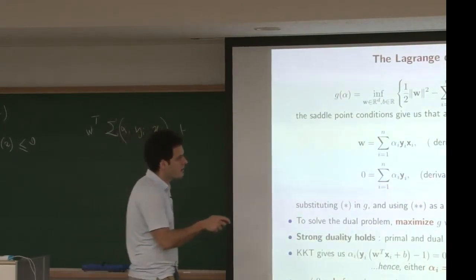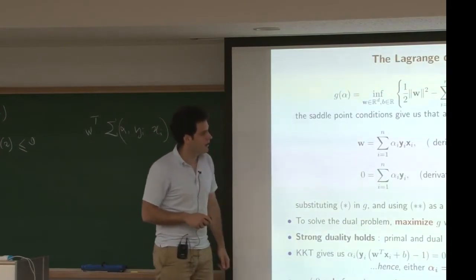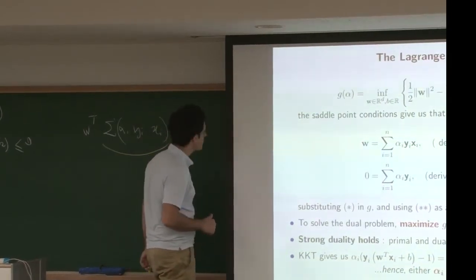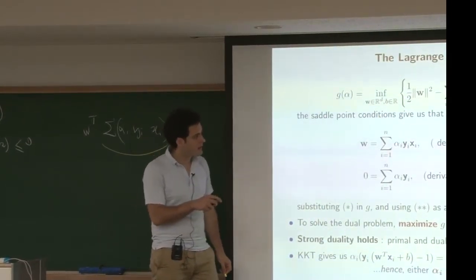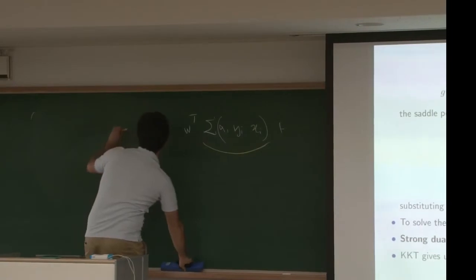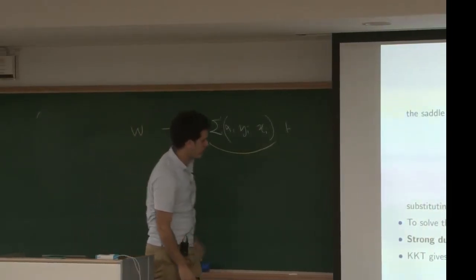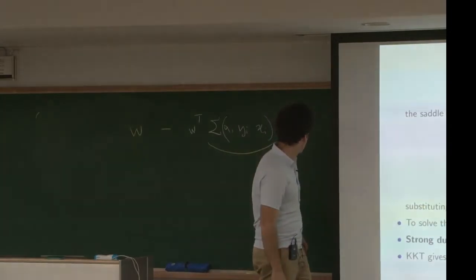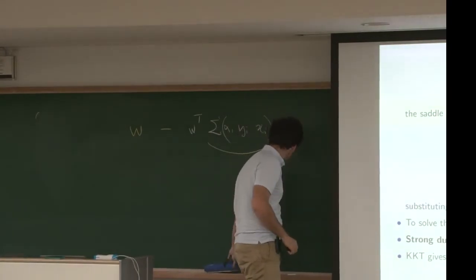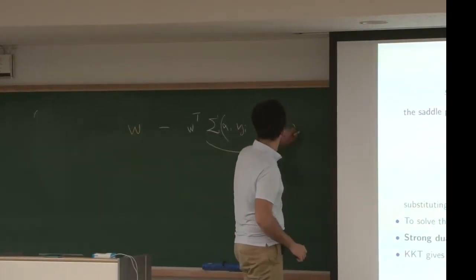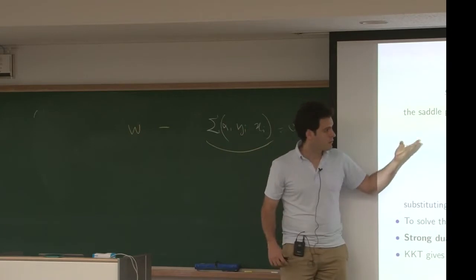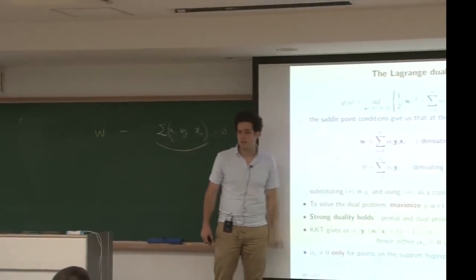If you differentiate this equation with respect to W, you will see this linear term appearing here, and from the quadratic term you just have W. So basically you have W minus this plus some constant, and you set this equal to 0. And if you differentiate with respect to b, you will have that this is equal to 0. Okay?